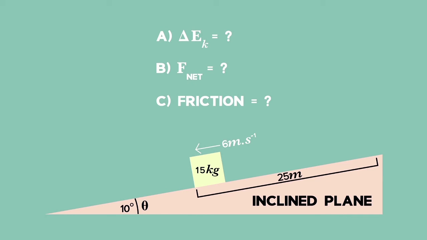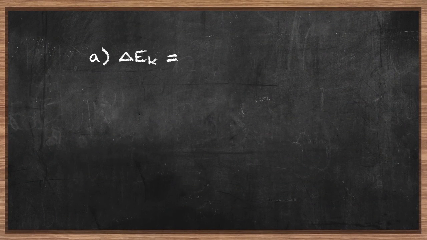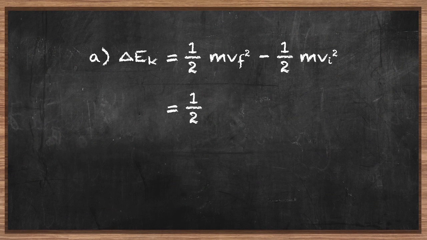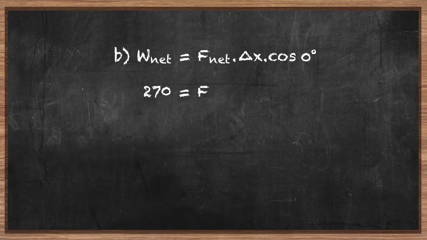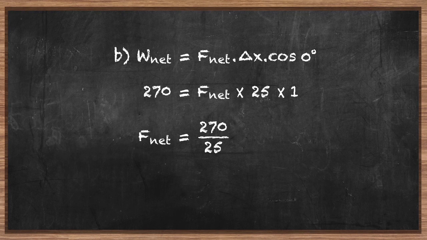Part A. The change in kinetic energy is given by 1/2 times 15 times 6 squared minus 0. The answer to that is 270 joules. Part B, the net force, is calculated by dividing the net work by the displacement of the block. That's 270 joules divided by 25 meters, giving an answer of 10,8 newtons.